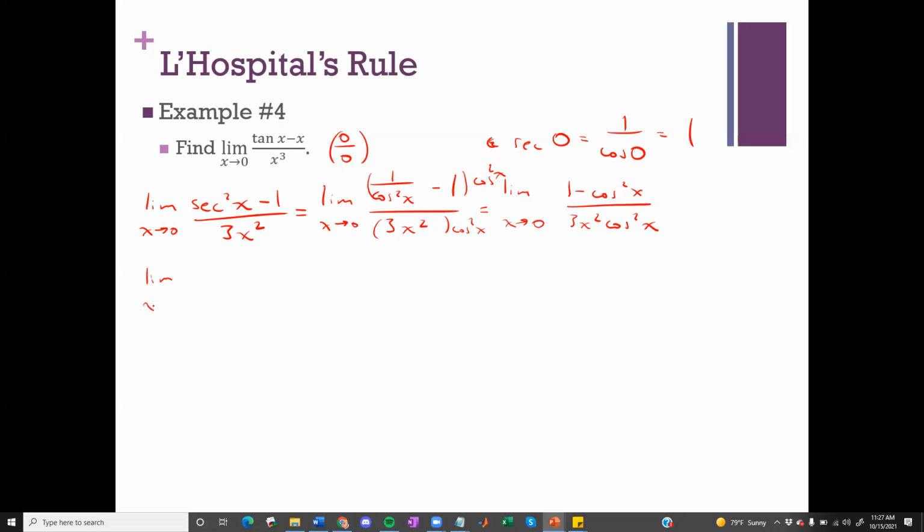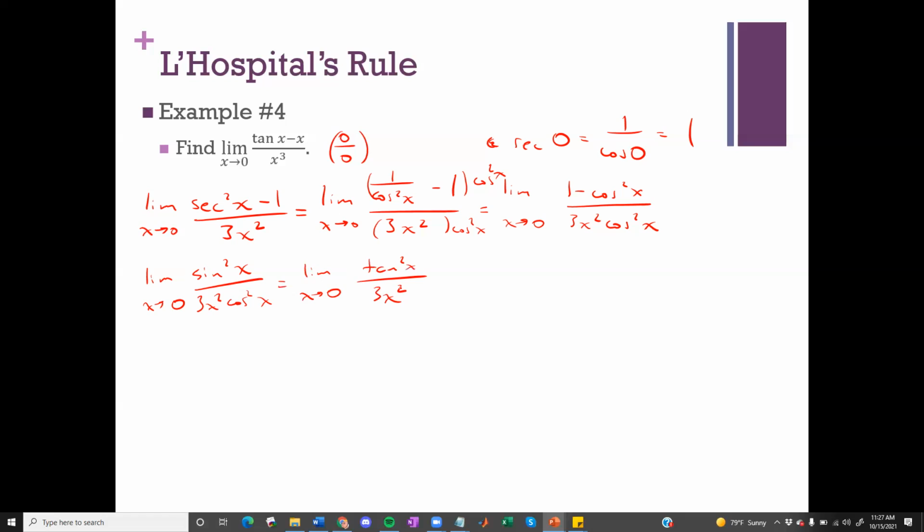There's a nice substitution I can do for 1 minus cosine squared. That's equal to sine squared of x. Now that I'm going through this, I wonder if it would have been easier to do it with tangent. So tangent squared of x over 3x squared.